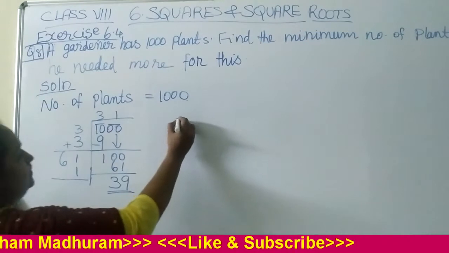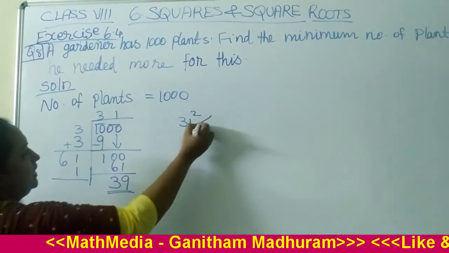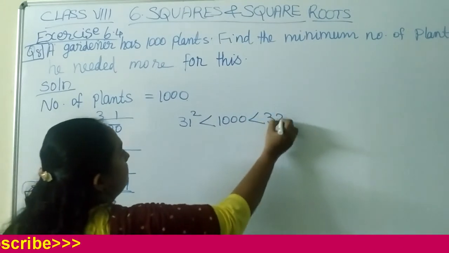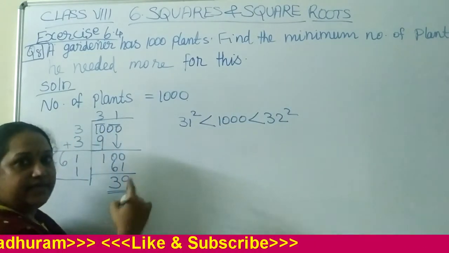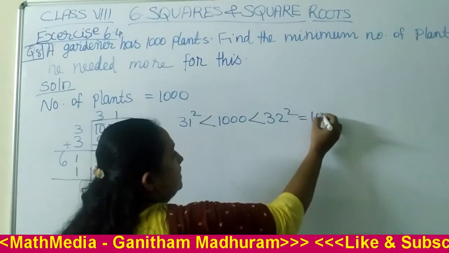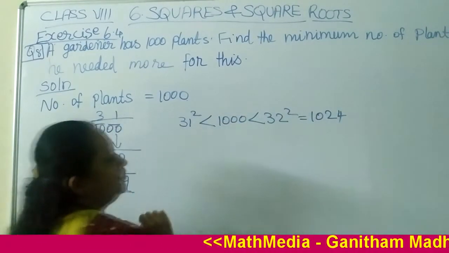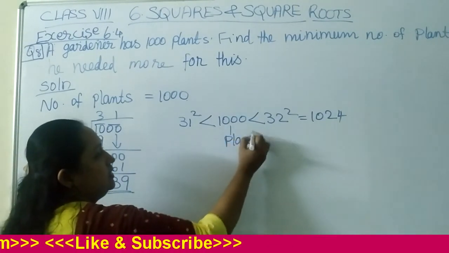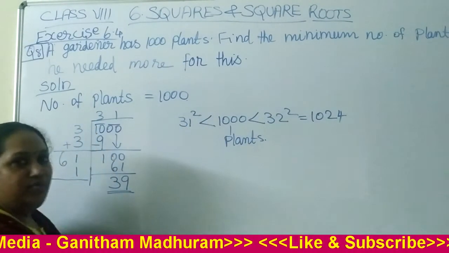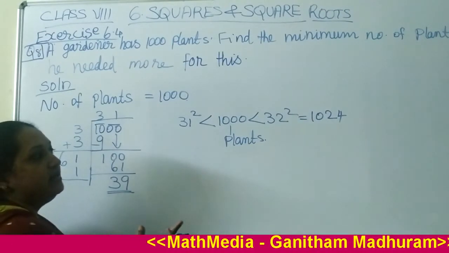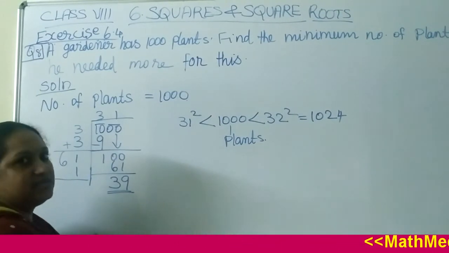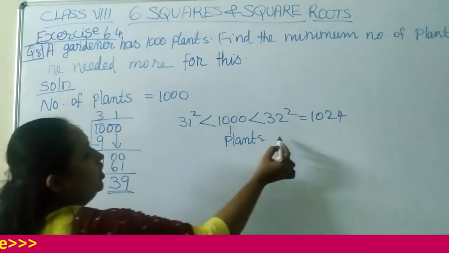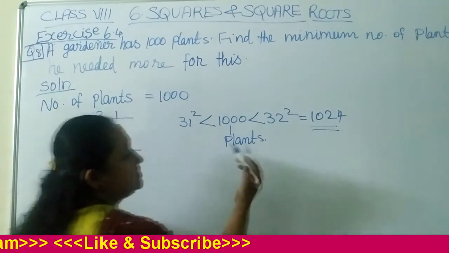That means 31 square is less than 1,000, and less than 32 square. 32 square will be 1,024. Clear? So he has 1,000 plants. How many more plants does he need so that it will make a square number? Both rows and columns will be equal. So we want this square number. How many plants does he need?